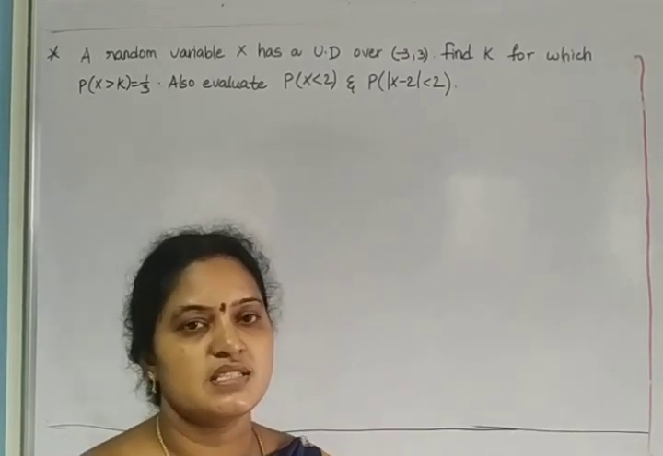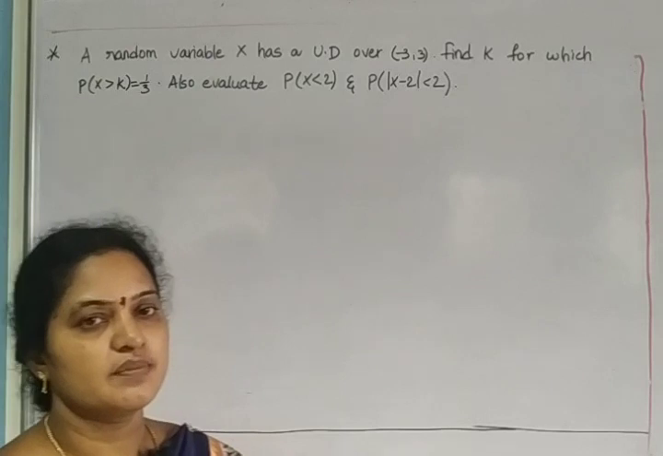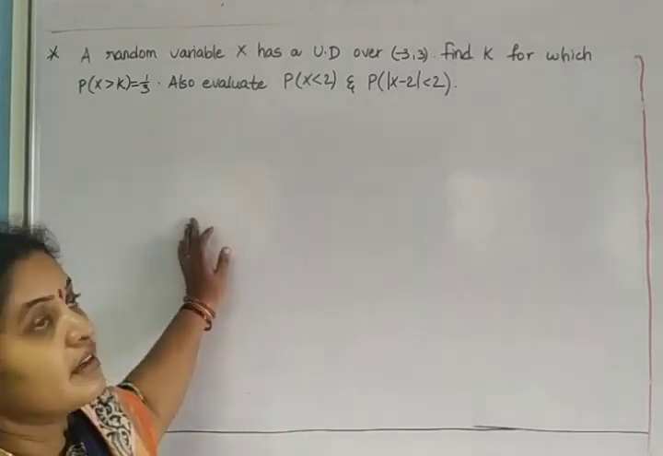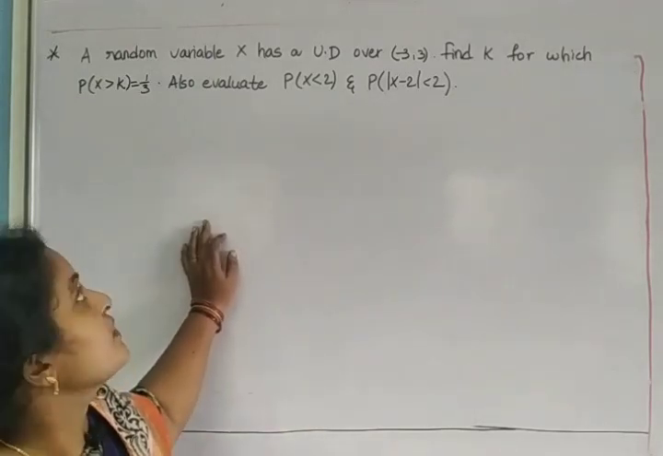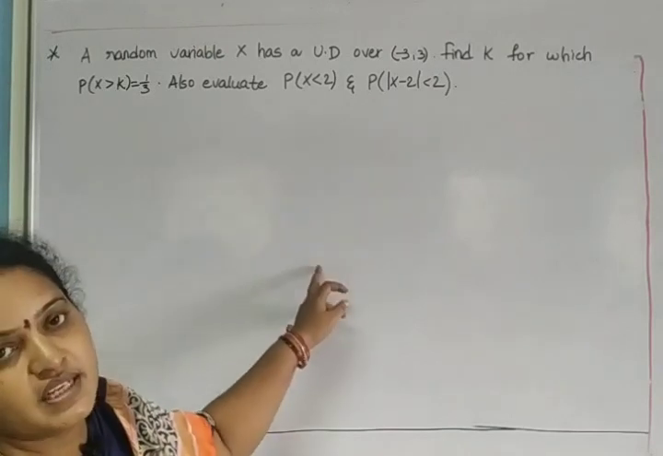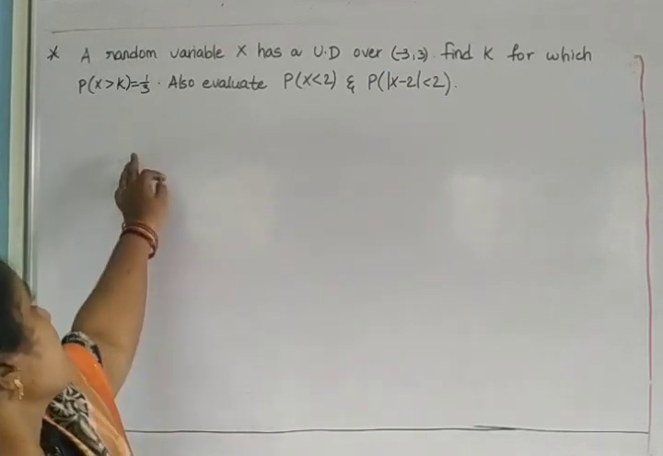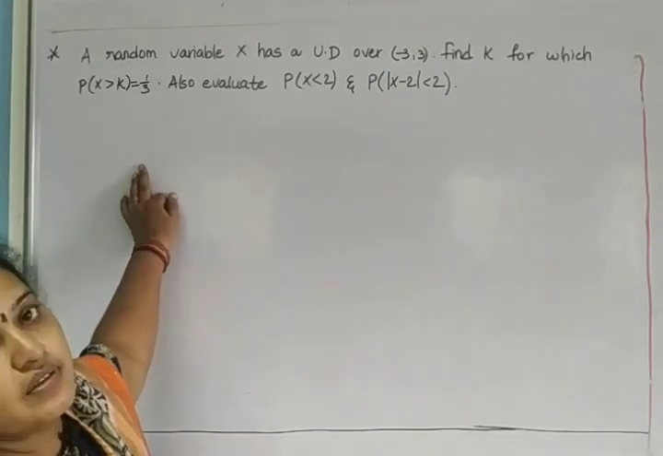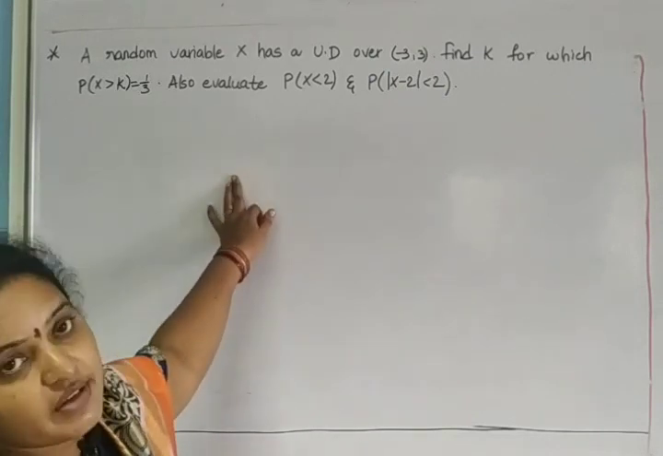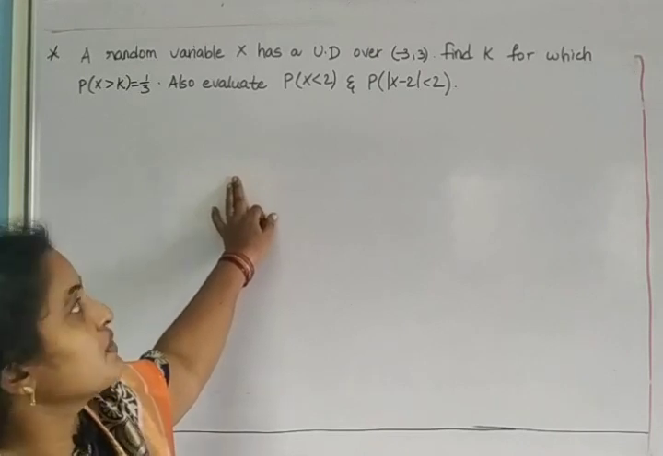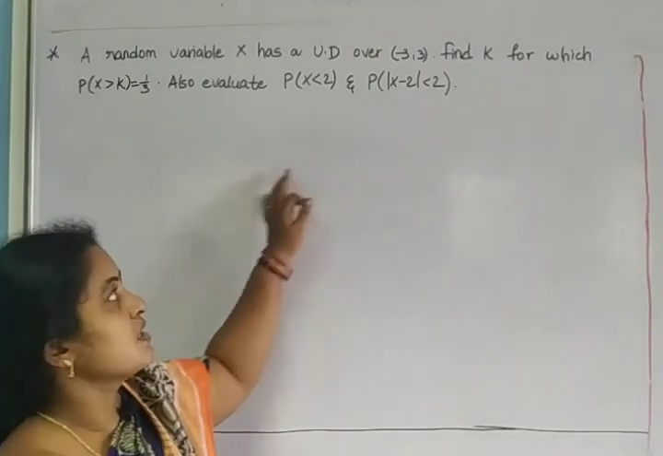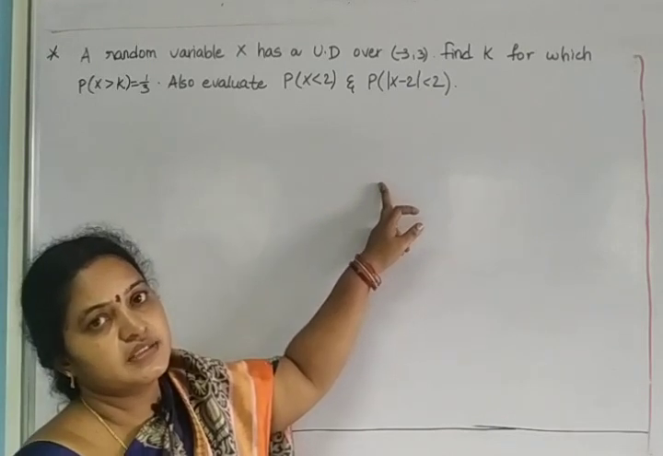Now we shall see an example in uniform distribution. A random variable capital X has a uniform distribution over minus 3, 3. Find k for which p of x greater than k equal to 1 by 3. Also evaluate p of x less than 2 and p of modulus of x minus 2 less than 2.